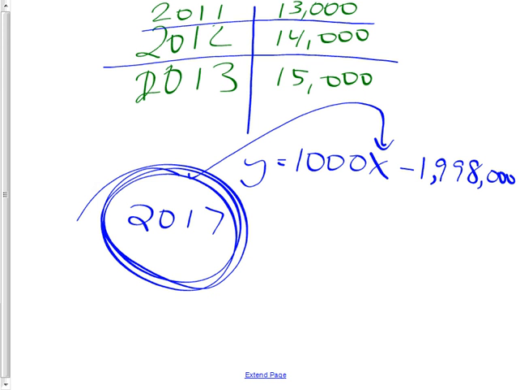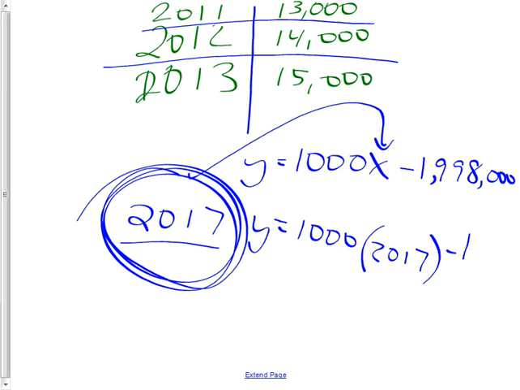Now if you want, I'm going to just show you the easy way, which is not using the calculator. You go y equals 1000 times x, which we just figured out was this, 2017, minus 1998000. Now if you want to do it with the calculator, you have to tell the calculator you want x to be 2017.